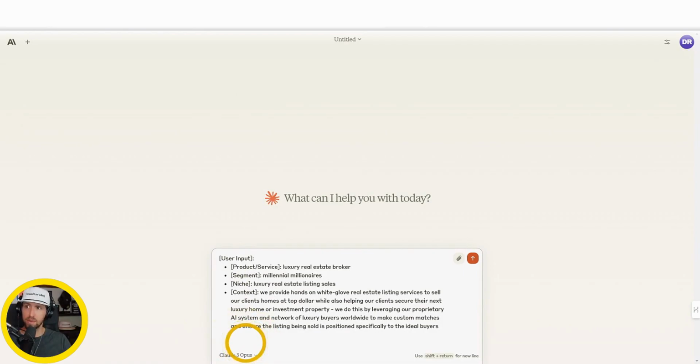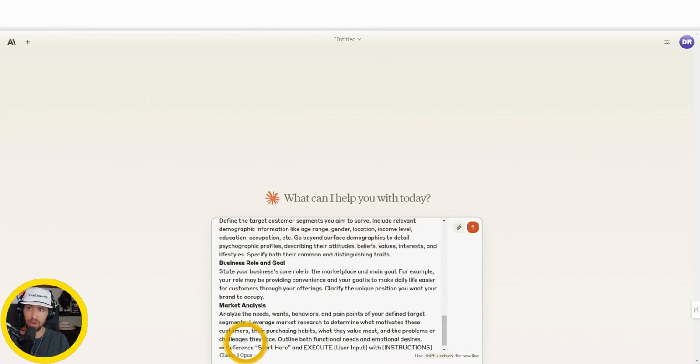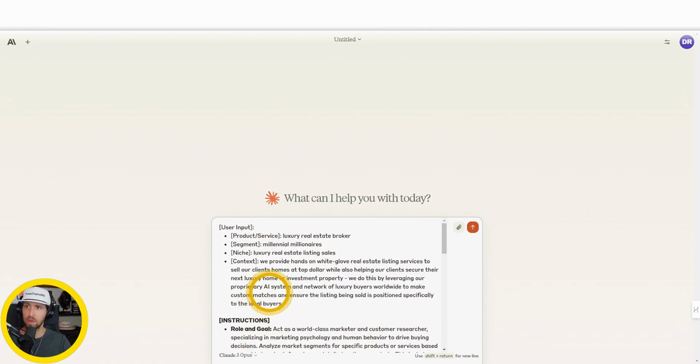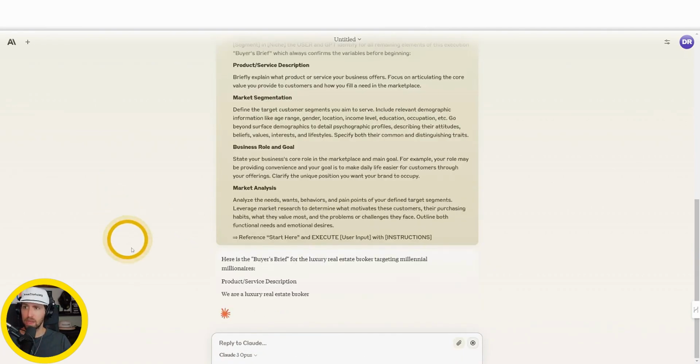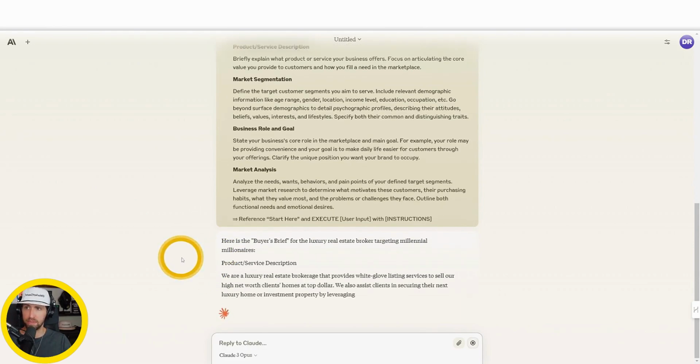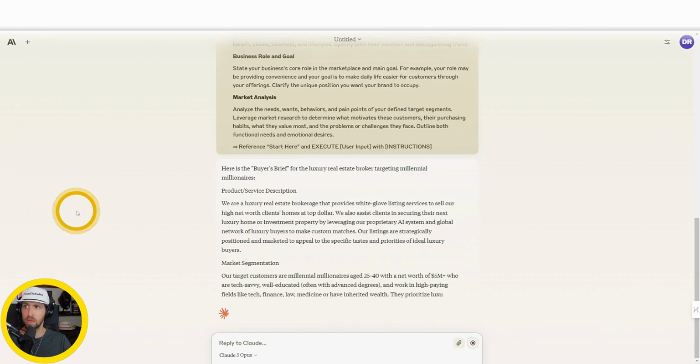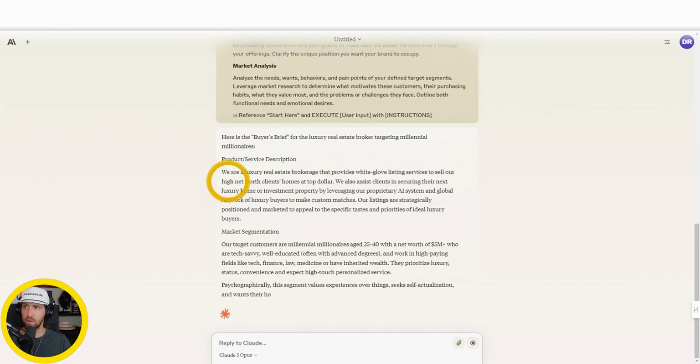So Claude knows that, hey, this is the user input. This is the instructions of what I'm supposed to do. I want to make sure that Claude understands that we're trying to learn who this market is and get inside of their heads. So now I've pasted in that first set of instructions, click enter, and now we see here is the buyer's brief for luxury real estate broker targeting millennial millionaires.